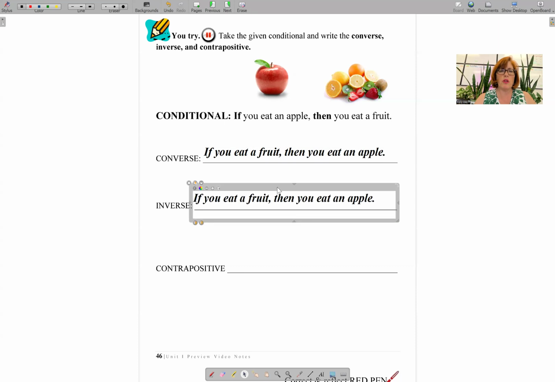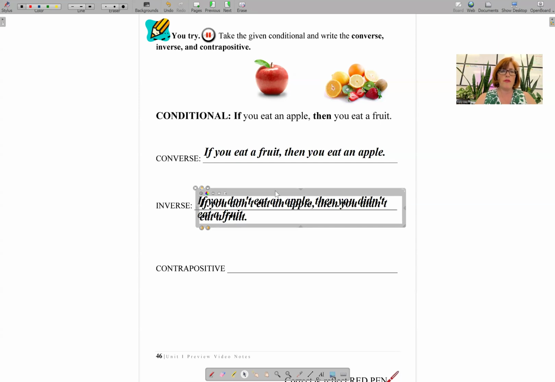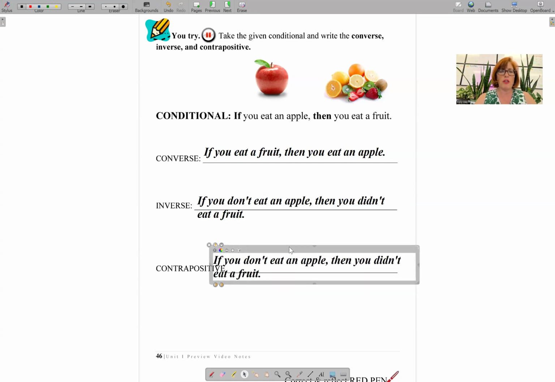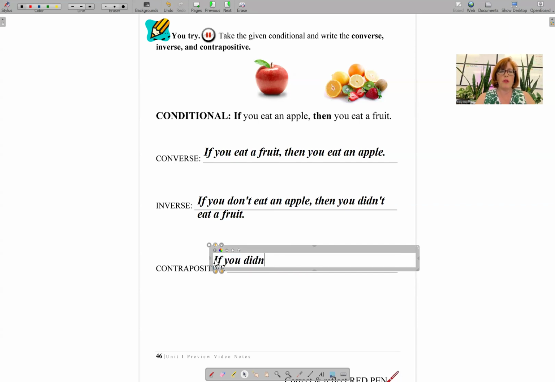The inverse should read like this: if you don't eat an apple, then you didn't eat a fruit. I'm trying to be nicer with the grammar here. Inverse, flip. Contrapositive, switch and flip: if you don't eat a fruit, then you didn't eat an apple.